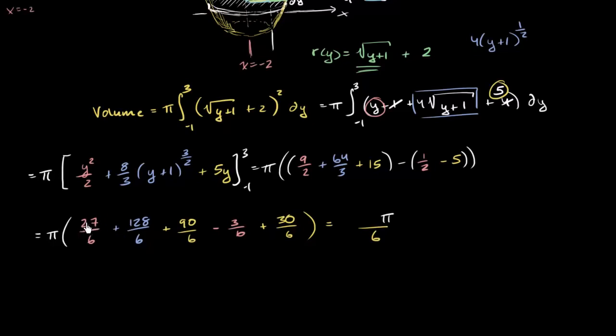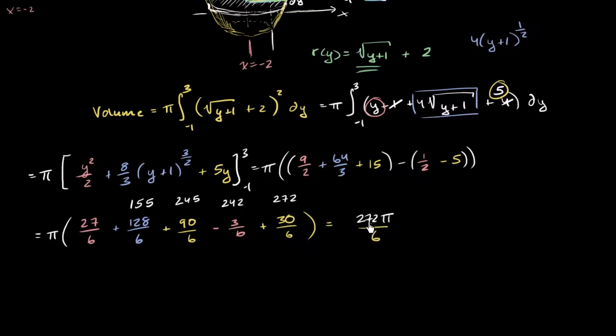So 27 plus 128 is going to be 155. Is that right? 155. Plus 90 gets us to 245. Minus 3, you subtract 3 from that, you get to 242. And then you add 30 to that, you get to 272. So we're left with 272 pi over 6.